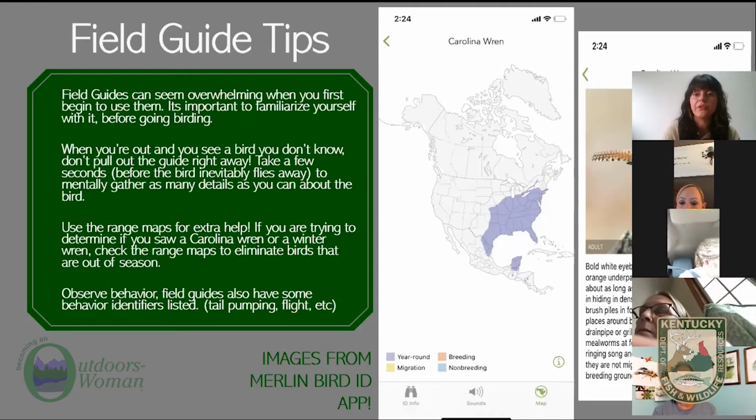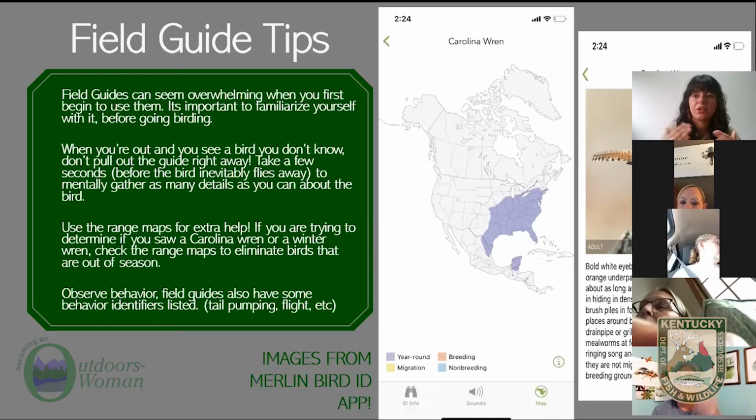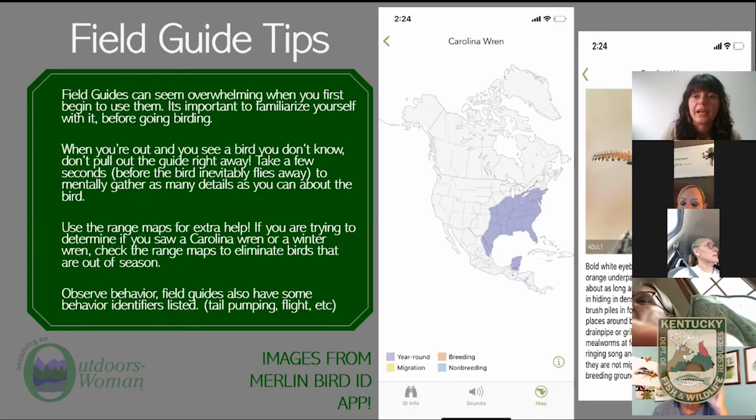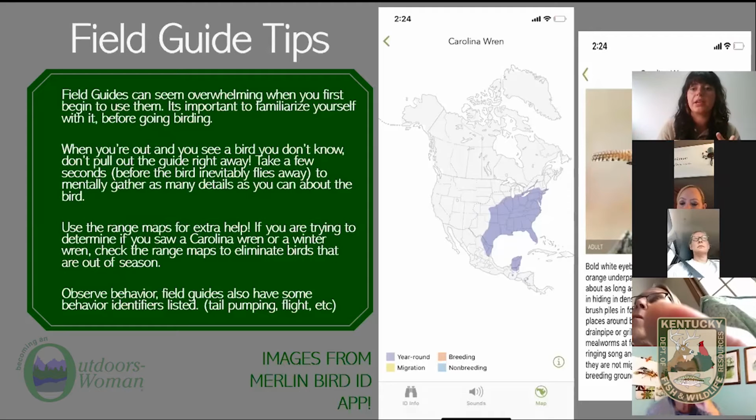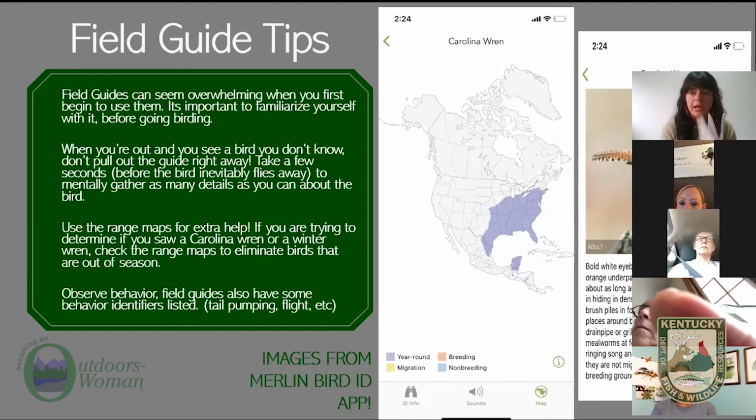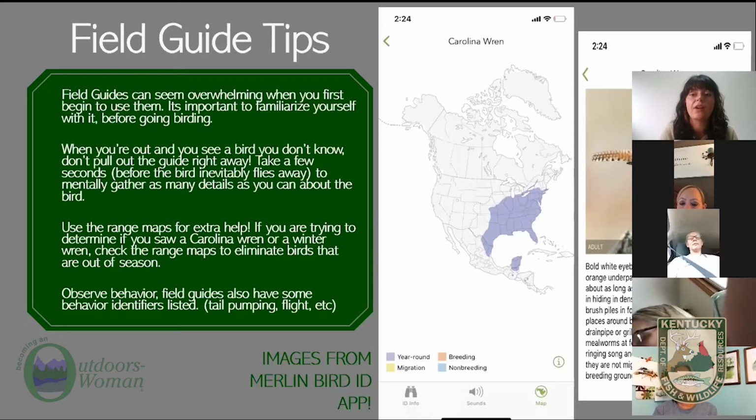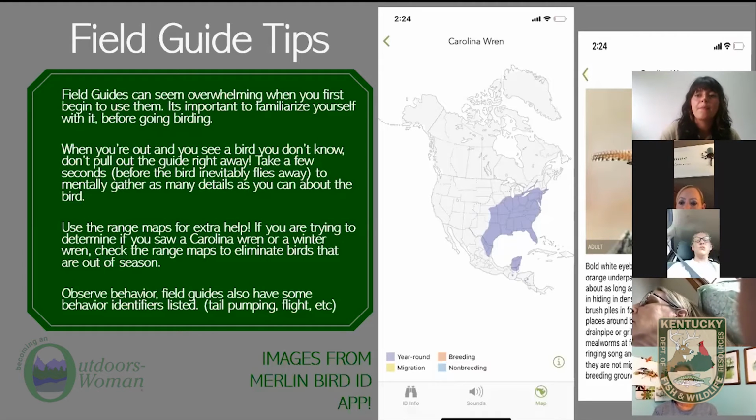So only get out your field guide after it's flown away, unless it's sitting at a feeder and you have all day to look at it, because you want to gather as many mental details about that bird as you can before you get out your field guide. Because what happens is that bird's sitting in front of you and you pick it up and you're looking at it, and then when you look up, it's gone. So you only have a couple details about it, whereas you could gather more and then get your field guide out later and try to figure out what it was. So I recommend just taking a few seconds and gathering color, pattern, details, things like that.